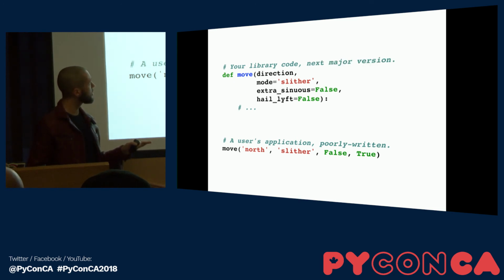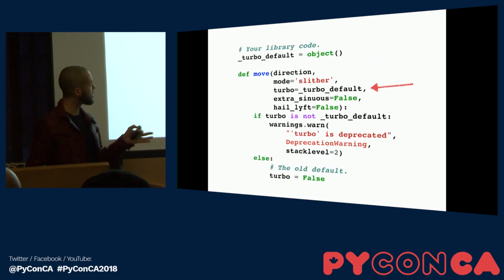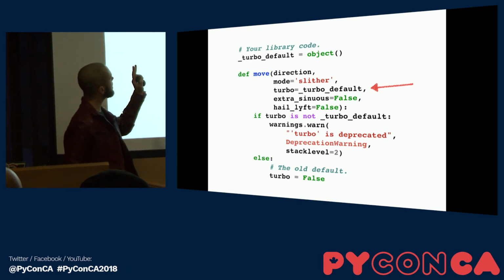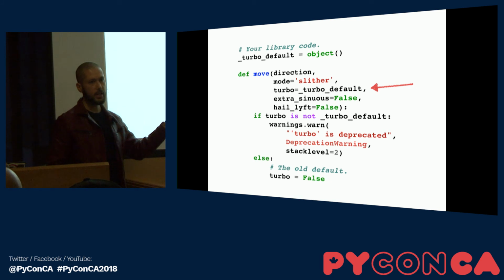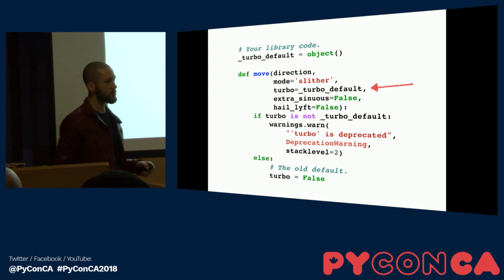So the first step is to deprecate the turbo parameter before you delete it, of course. And I kind of like this technique where you swap in a sentinel value. It's just some unique, meaningless thing. It's the new default, and that allows you to detect whenever a user is relying on this parameter, so you can show them a warning. Otherwise, you can just set it to the old default and proceed.